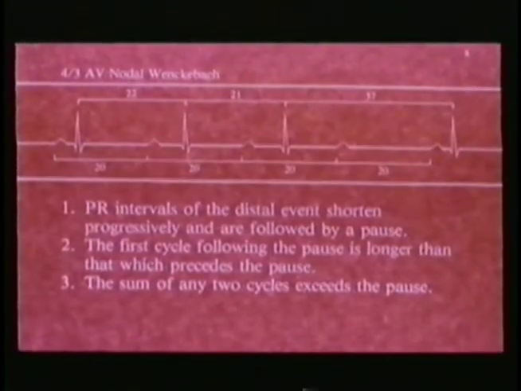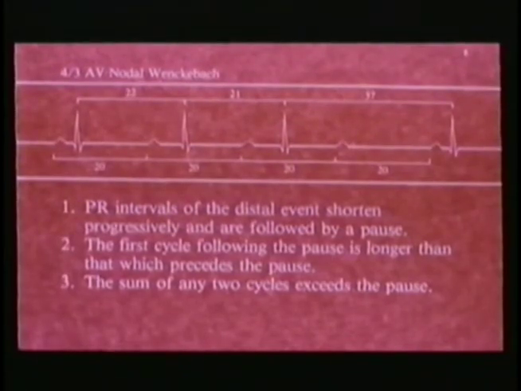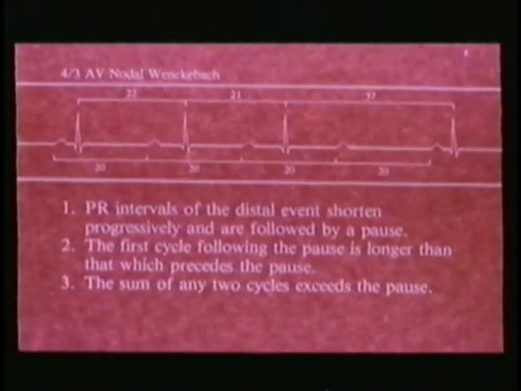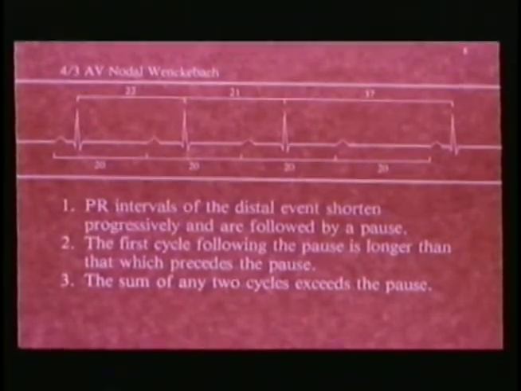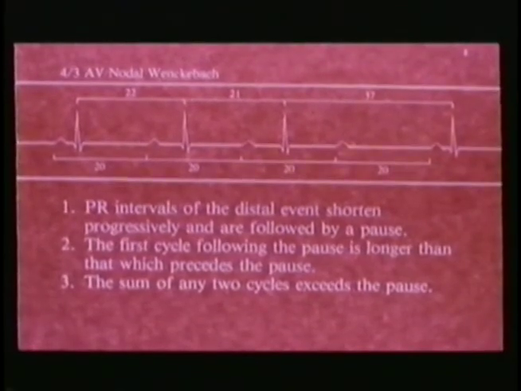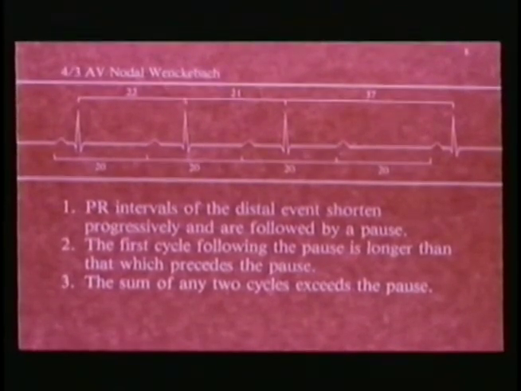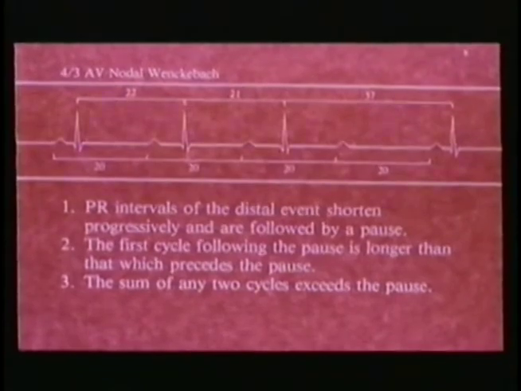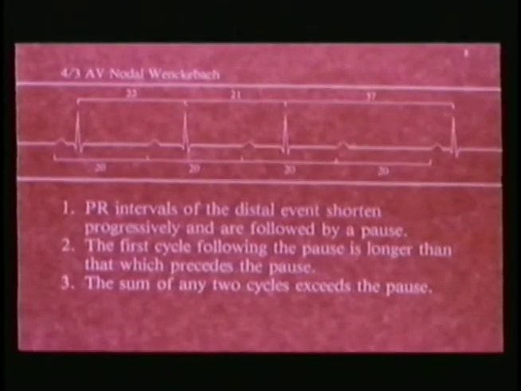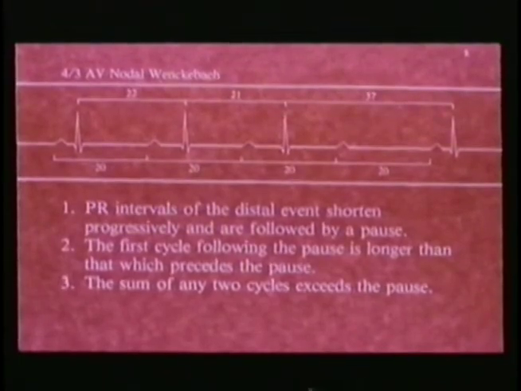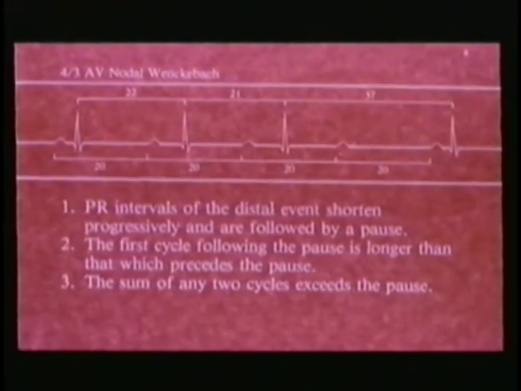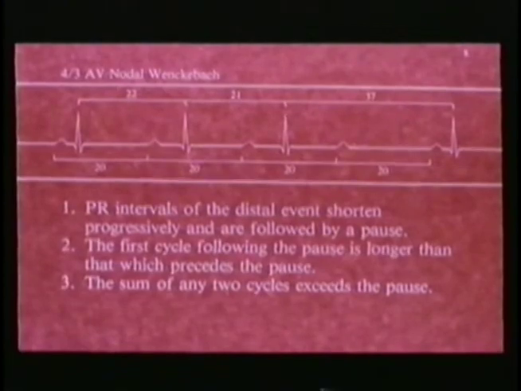8. A 4-3 AV nodal Wenckebach block shows 4 proximal electrical events in the atria and 3 distal events in the ventricles prior to the dropped beat. Characteristically, the PR intervals of the distal event shorten progressively and are followed by a pause. The first cycle following the pause is longer than that which precedes the pause, and the sum of any two cycles exceeds the pause.